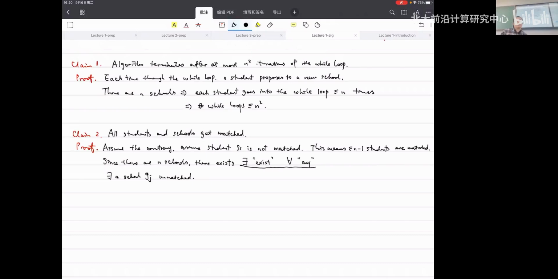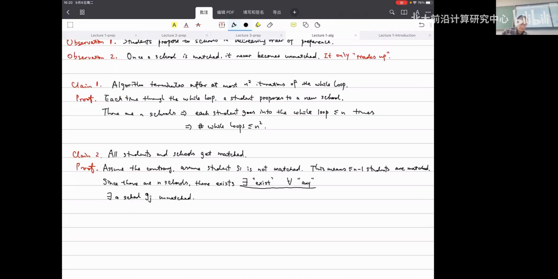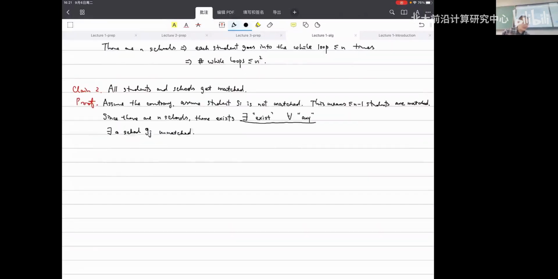Let's see what the contradiction is here. We are first going to use observation 2. Once a school is matched, it never gets unmatched, it only trades up. So what does it mean if you look at observation 2? If there is a school that is currently unmatched, we reach the conclusion that G_j was never proposed to.